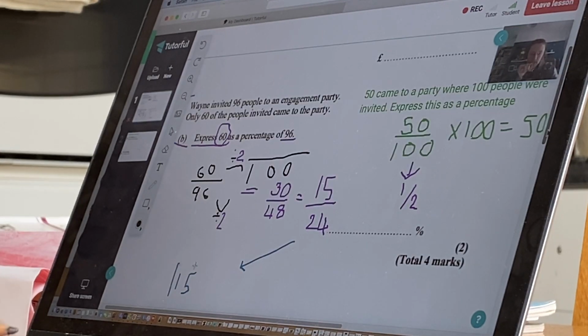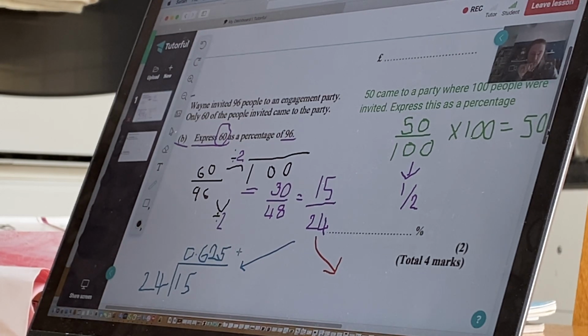15 divided by 24. Remember, the denominator goes on the outside. The numerator, the number on the top, goes on the inside. 0.625. Yeah, you've done it. 0.625, and that's the decimal.